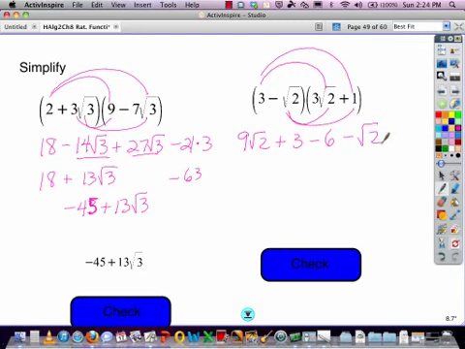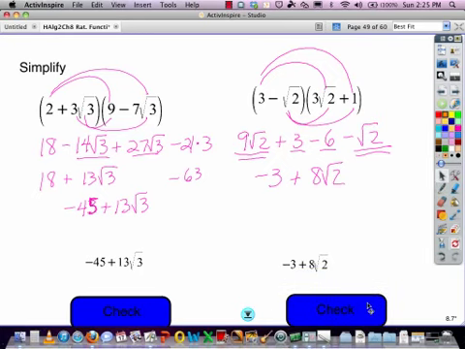Combine what you can. Whole numbers first. We got a 3 and a negative 6 for a total of negative 3. Then we have a 9 root 2 and a negative 1 root 2 for a total of 8 root 2. So negative 3 plus 8 root 2 is what we're looking for, and that's exactly what they got as well.